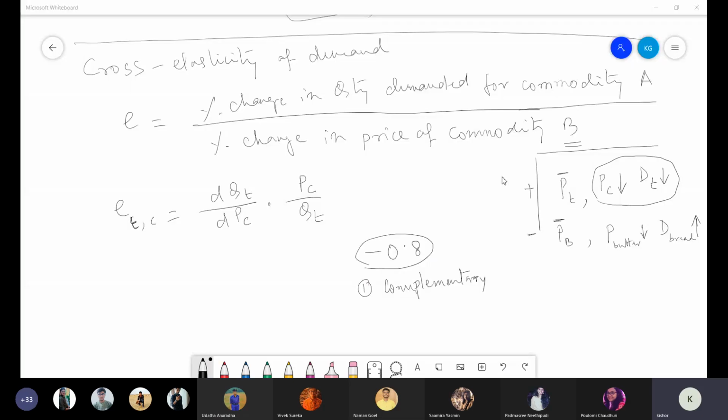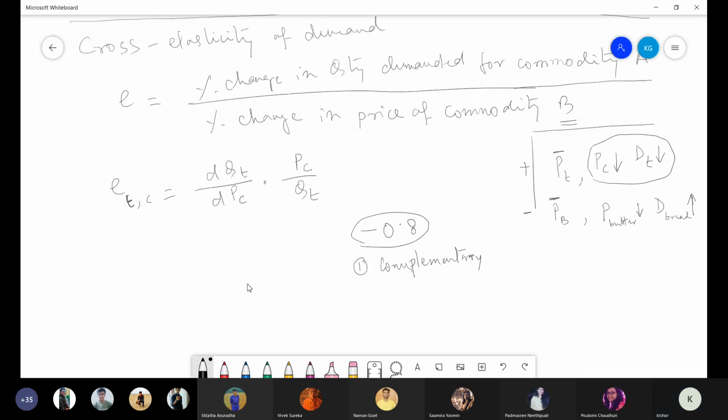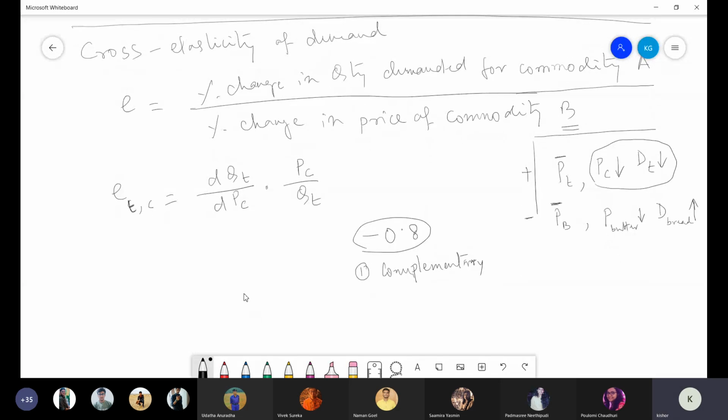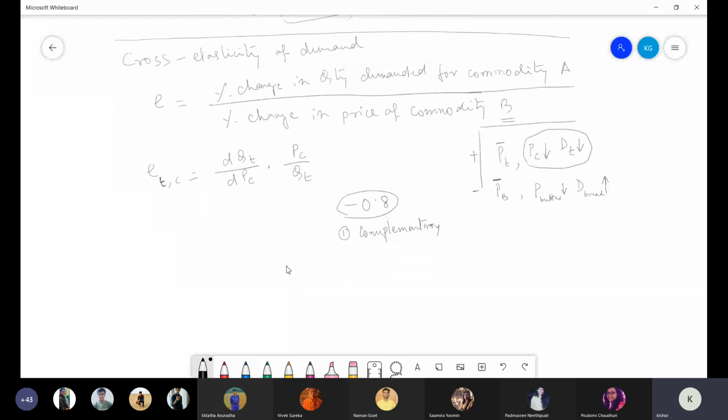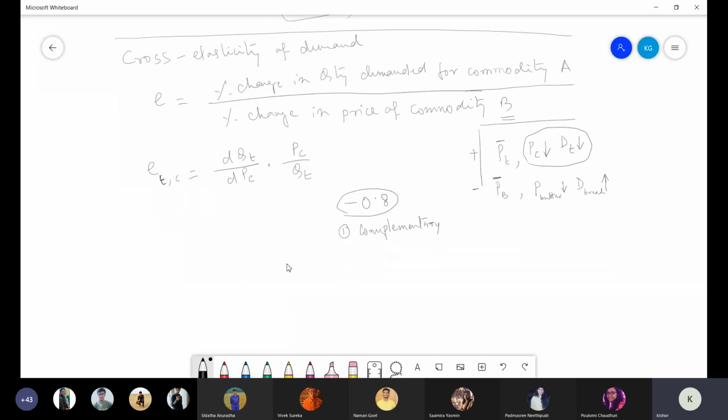So last class, we were talking about cross elasticity of demand. So quickly, I am going to finish this elasticity. So here, cross elasticity, we are measuring how sensitive demand for a particular product is with respect to change in price of its substitute or complementary item. So these three we discuss in the context of elasticity of demand.